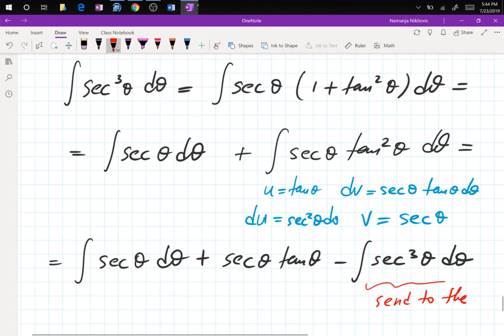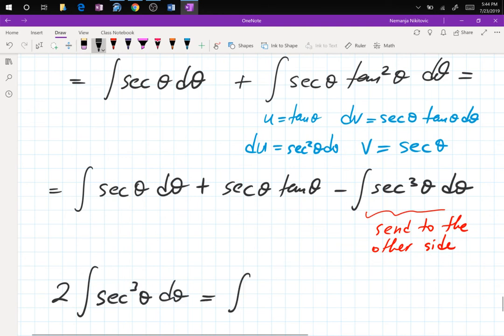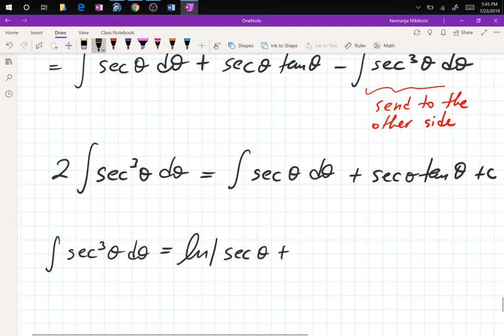Send to the other side, and what you get here is two integrals of secant cubed theta d theta is equal to the integral of secant theta d theta plus secant theta tangent theta, plus c, and divide by 2. So the integral of secant cubed theta d theta is equal to, now I did tell you that this one is ln of the absolute value of secant theta plus tangent theta.